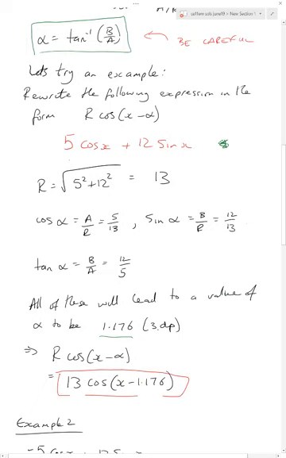So we can simply say we now have 5 cos x plus 12 sin x can be rewritten as 13 cos(x minus 1.176). So we found another way of writing it, and a very useful way of being able to think about that initial expression that we saw here. Okay, we'll do some more examples in the next video.